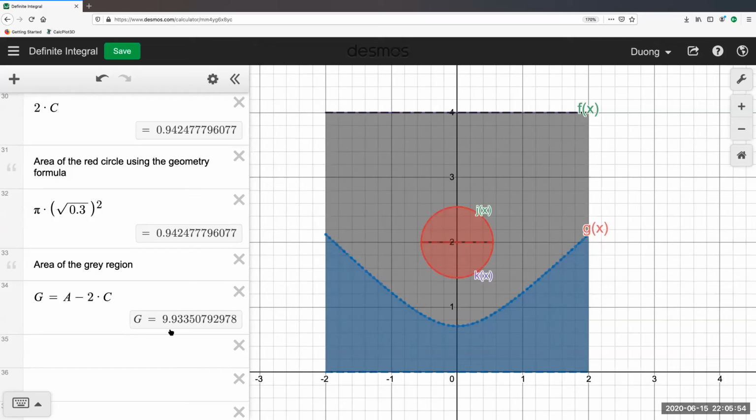You get 9.9335 as the answer. Now you've learned how to use the fundamental theorem of calculus to find the area of interest. Once we can define functions for other curves, then we can use definite integrals to find the regions in between, so then we can find the area of interest. I hope that you find this video useful. Have fun.